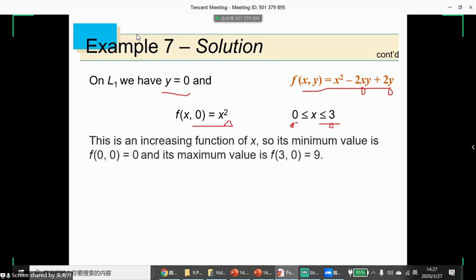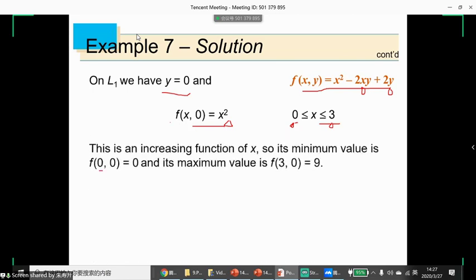We take f(0,0): x is 0, and we put it inside, we get 0. Here y equals 0 we cannot change, and we take x equals 3. So f(3,0) in this function is 9. Okay. So this is for the first boundary.